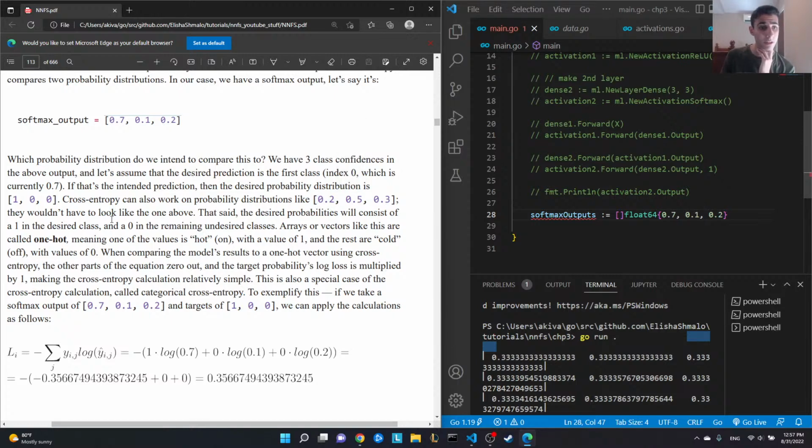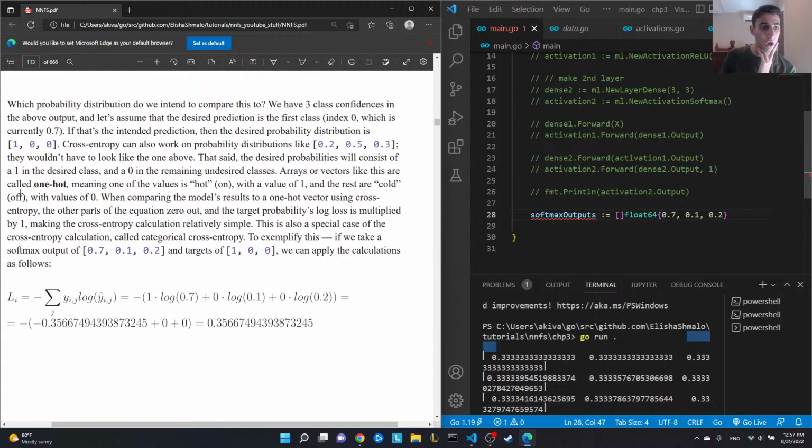That said, the desired probabilities will consist of a 1 in the desired class and 0 in the remaining undesired classes. Arrays or vectors like this are called one hot, meaning one of the values is hot, on, with the value of 1, and the rest are cold, off, with values of 0. When comparing the model's results to a one hot vector using cross entropy, the other parts of the equation zero out, and the target's probability loss is multiplied by 1, making the cross entropy calculation relatively simple. This is also a special case of cross entropy calculation called categorical cross entropy.